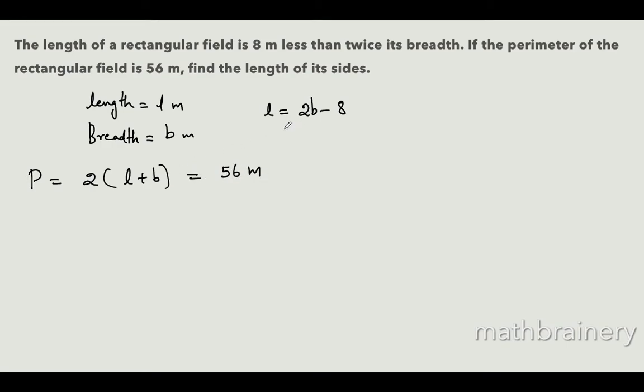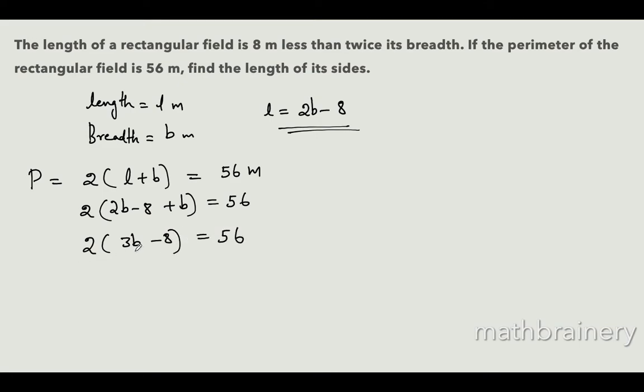Let us substitute this L is equal to 2b minus 8 in this equation. You get 2 times (2b minus 8 plus b) is equal to 56. That means it must be 2 times (2b plus b is 3b, minus 8) is equal to 56. Let us expand this bracket. This must be 6b minus 8 times 2 is 16. This is equal to 56.